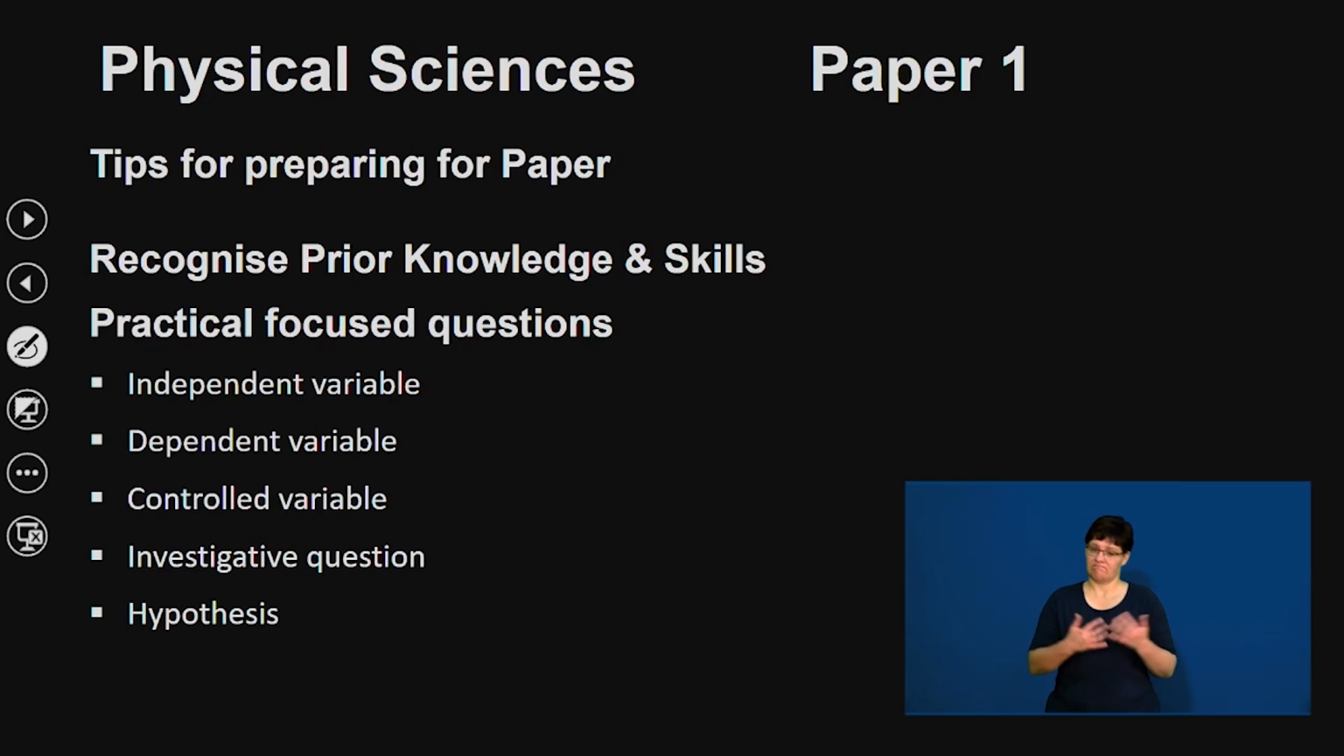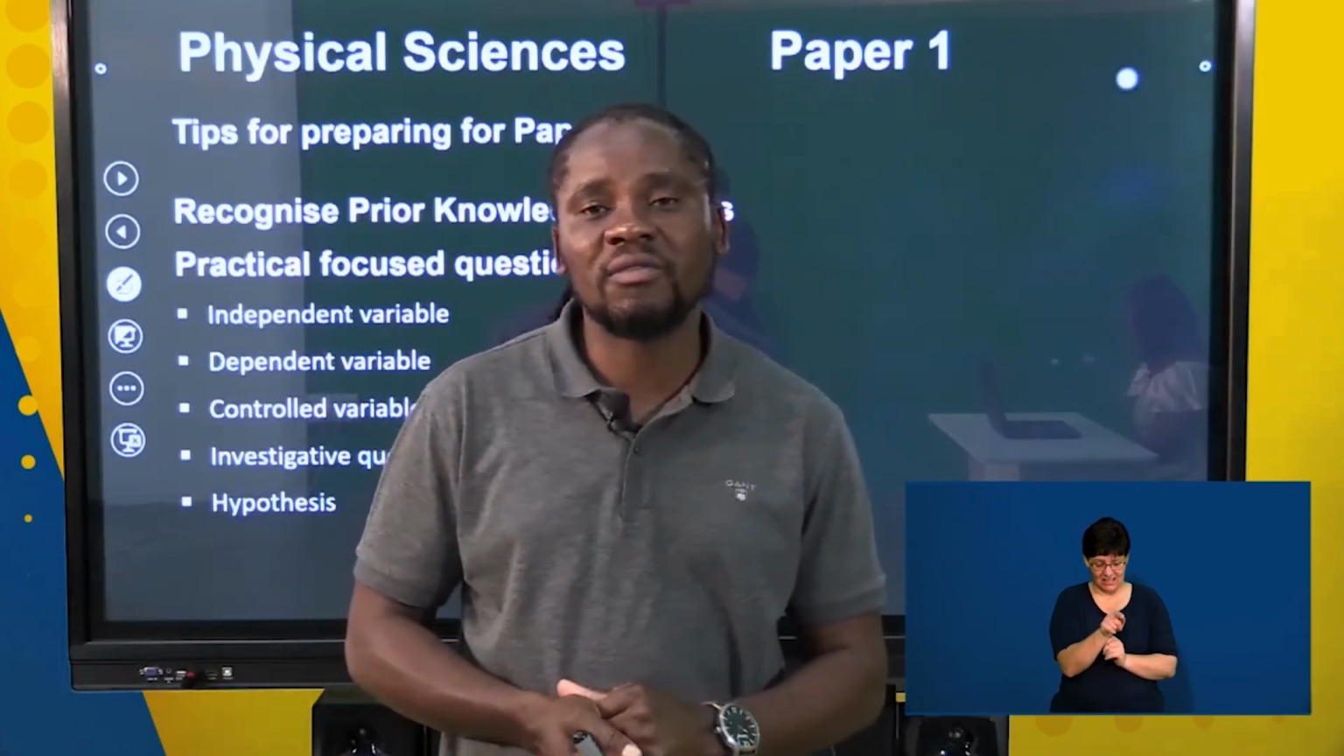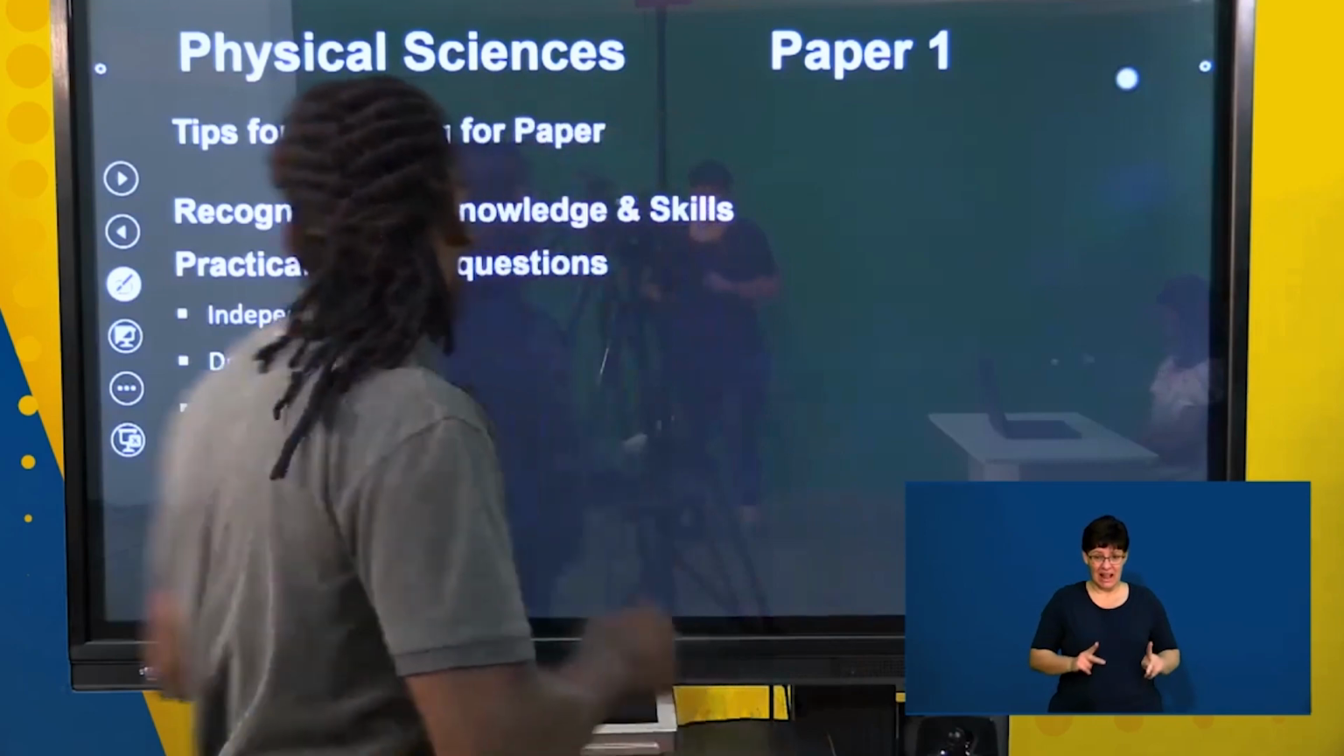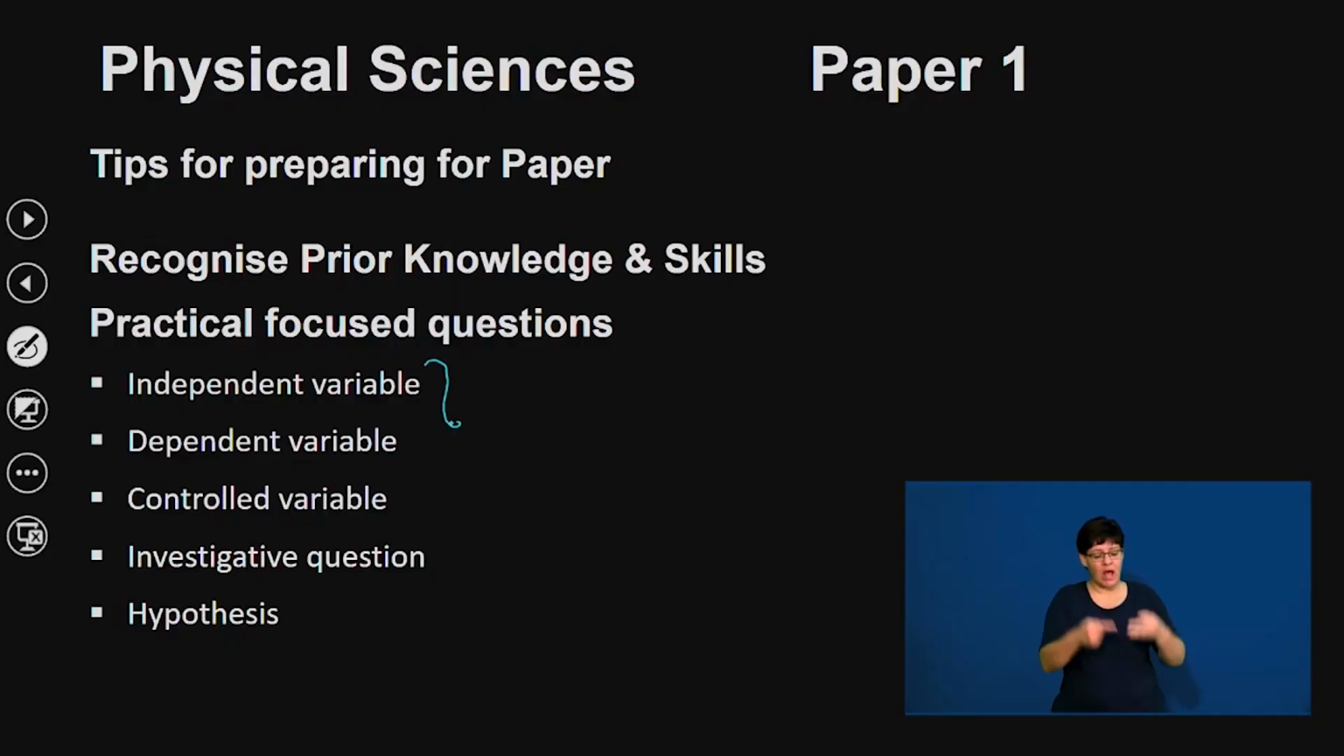Right. Another look at the questions that have got implications as far as the experiment, practical investigation is a common feature in the physical sciences exam. Now, the 3 variables that are very important are those 3, which is the independent, dependent, and the control variable. Also remember to polish up on the investigative question in as far as the punctuation is concerned. Right.